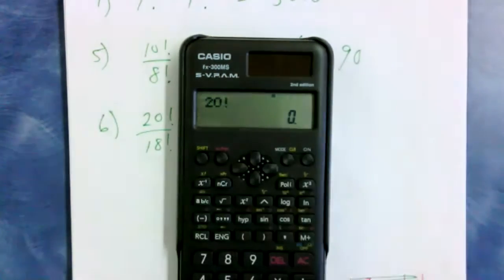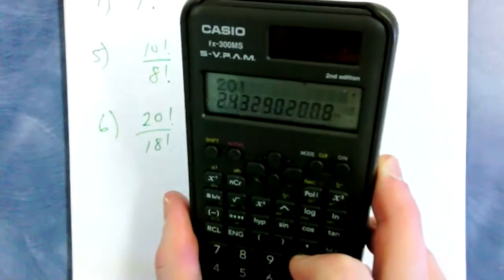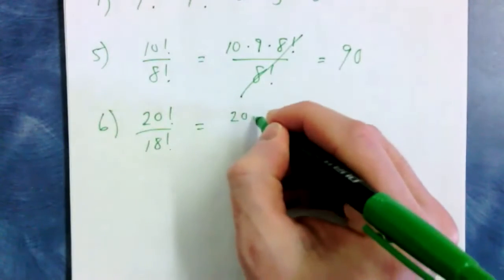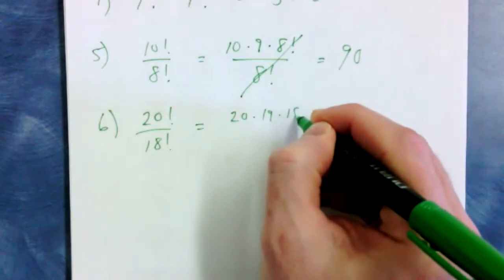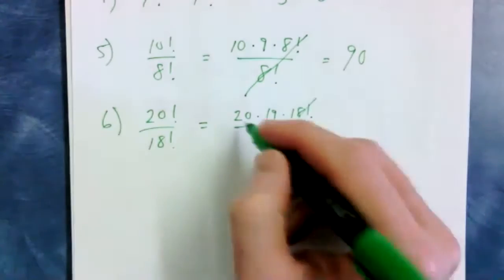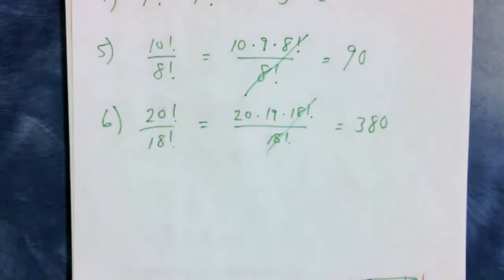20 factorial is 2.4 times 10 to the 18. So that's a big number. The good news is 20 times 19 times 18 factorial. We can cancel those 18 factorials. 20 times 19 is 380. Cool, cool, cool.